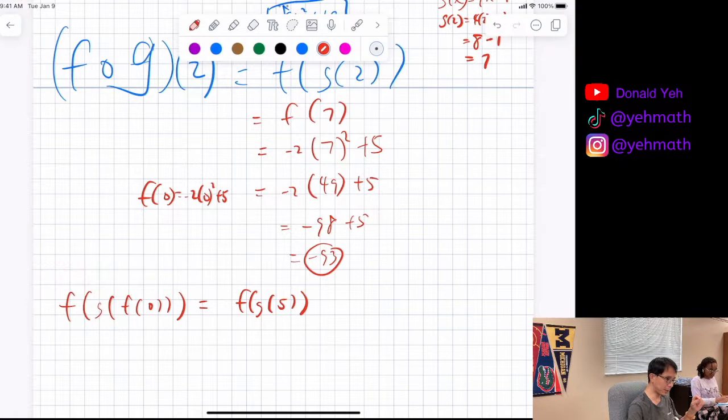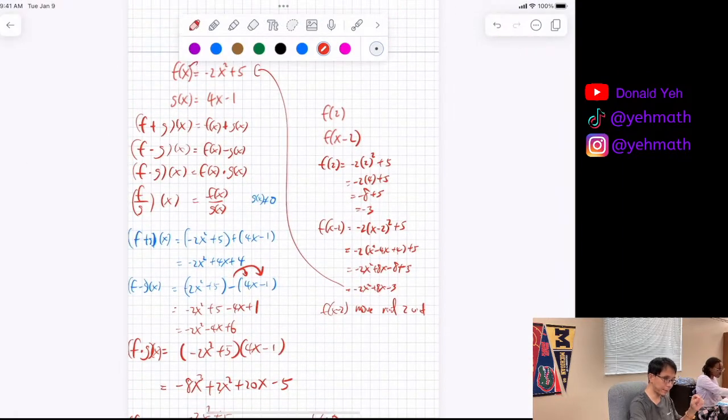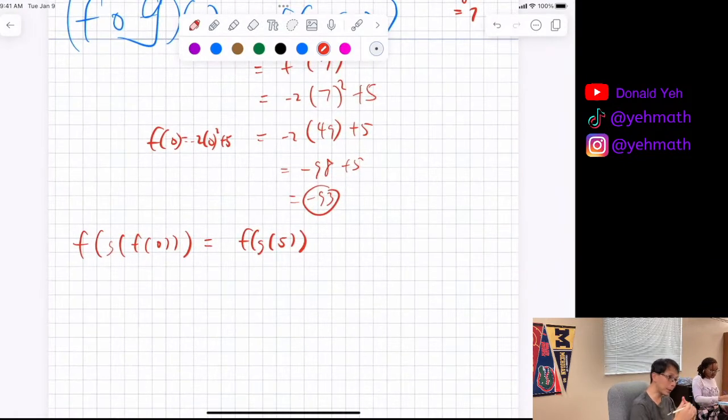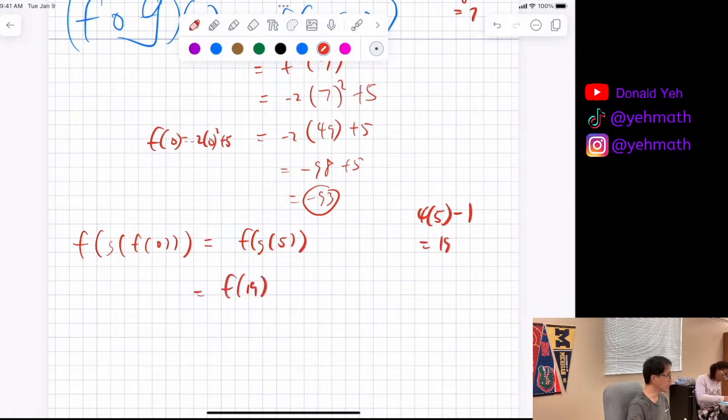I plug in f of 0. That means I plug 0 into the f function. I start from the inner one, find out what f of 0 is, and then figure out g of 5. What is g of 5? It was 4 times 5 minus 1, right? So it's 19. So it'll be f of 19. Now this one just gets to be a very big number. So it's negative 2 times 19 squared plus 5. I have no idea what that is. Is that okay? Not just evaluation.